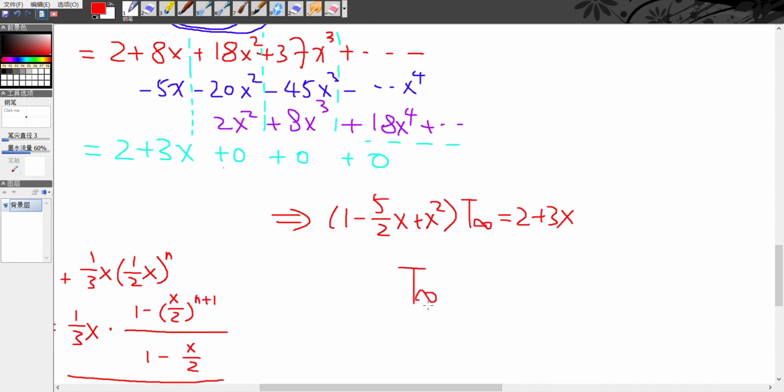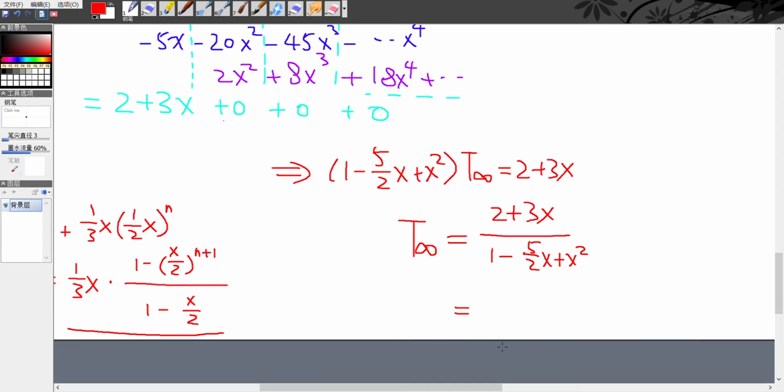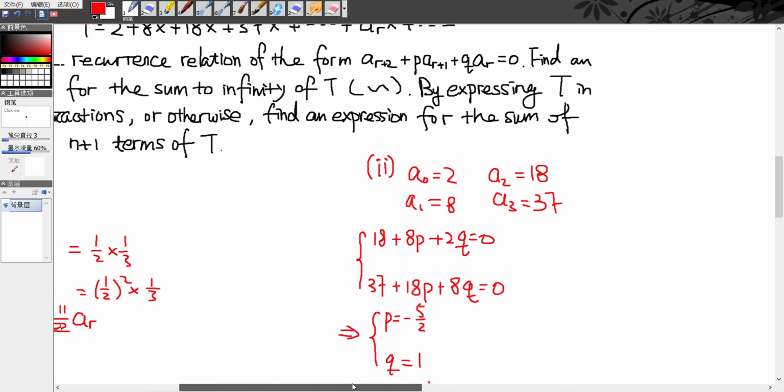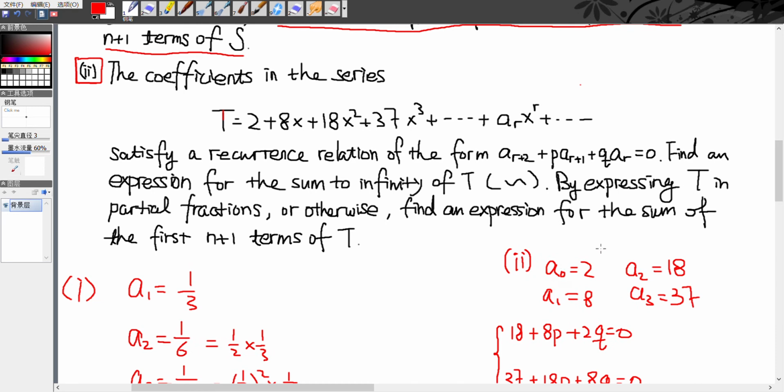Now T infinity is equal to (2 plus 3x) over (1 minus 5 over 2 x plus x squared). I should multiply 2 on both numerator and denominator to make this expression nicer, which is (4 plus 6x) over (2 minus 5x plus 2x squared). Okay, so this is our T infinity.